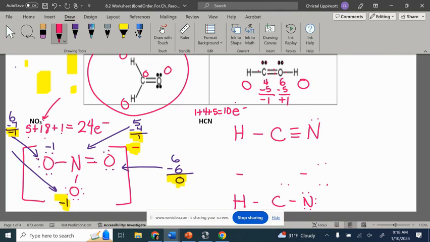And then we check our formal charge. Hydrogen should have 1, has 1, so it's at 0. Carbon should have 4. It has 1, 2, 3, 4. 0. Nitrogen should have 5, and it has 1, 2, 3, 4, 5. So again, we're at 0. So that is the preferred structure. Is that making sense?